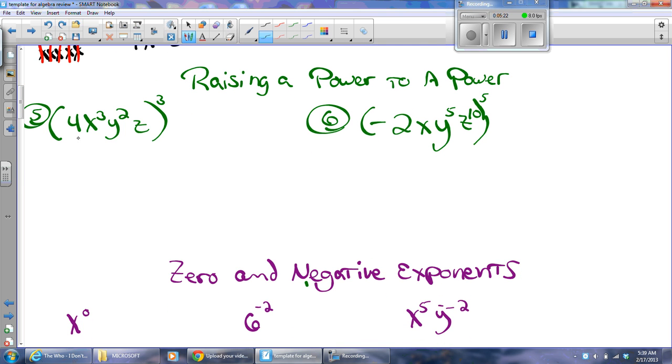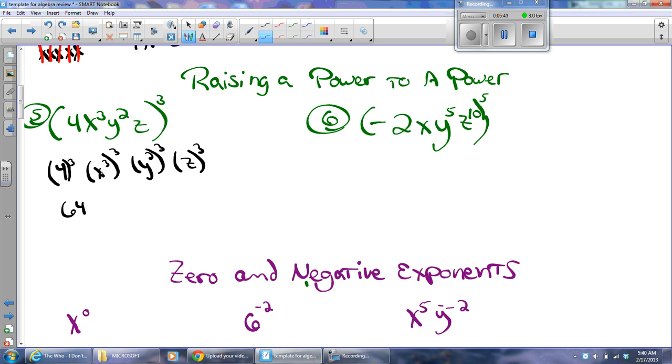Now, we're going to do 4 cubed. We're going to do x cubed to the third power. We're going to do y squared to the third power. And we're going to do z to the third power. Okay, and I guess I should have put parentheses around there to be consistent. Well, 4 cubed, that's easy, 64.